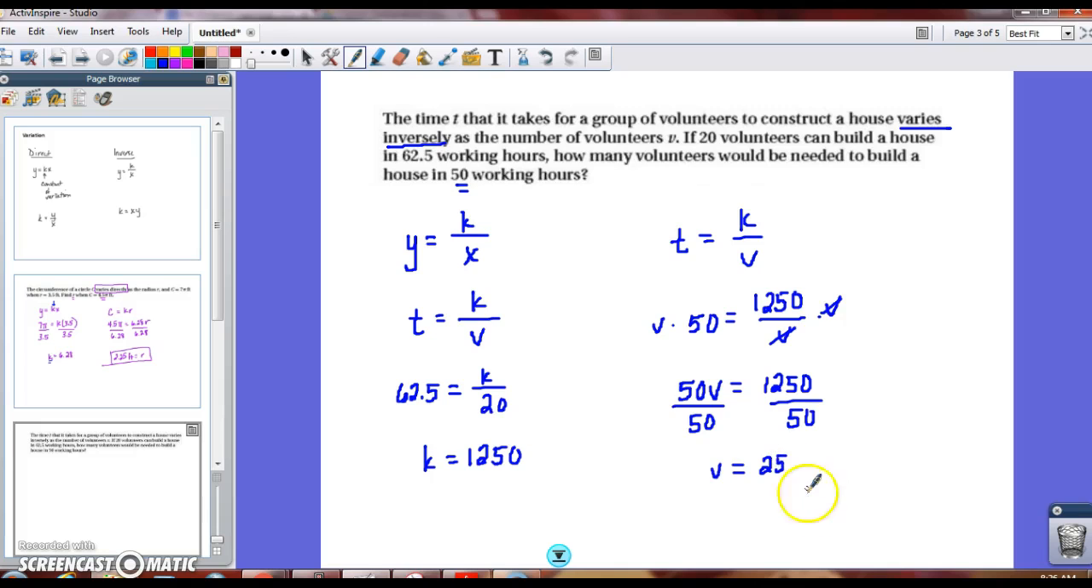So this really should make sense, right? Because we said as one variable increases, the other one is going to decrease. The number of hours decreased. It went from 62.5 down to 50, but the number of volunteers increased. I started at 20 and I'm now up to 25. Okay, so as one variable increases, the other one has to decrease with inverse variation.